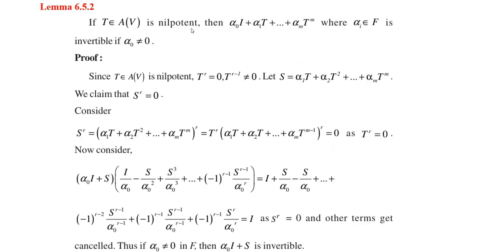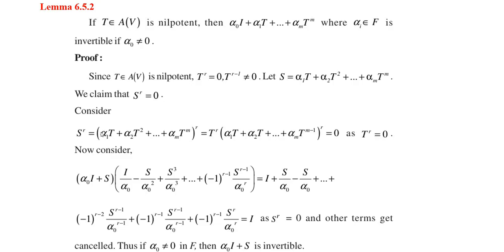You are given T to be nilpotent, and you are asked to show that this is invertible whenever you have your alpha naught to be non-zero. Now, since T is nilpotent, for some index r you have T power r to be 0, and for lesser index it is non-zero. And we shall take this expression to be, say, S. So this is what we have. Now, we claim that even this is nilpotent: S power r is 0.